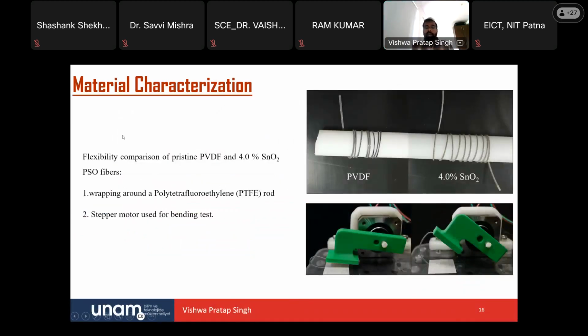So after this material characterization, we come to know what kind of flexibility we have in our fiber. So what we did, we wrapped this fiber around this Teflon tube. You can wrap this around a Teflon tube, and you can understand how flexible these are. We also have this stepper motor.